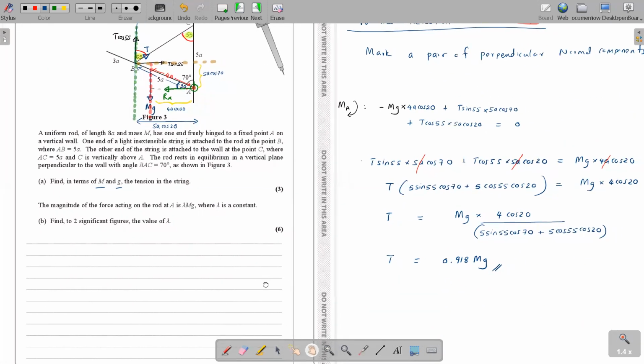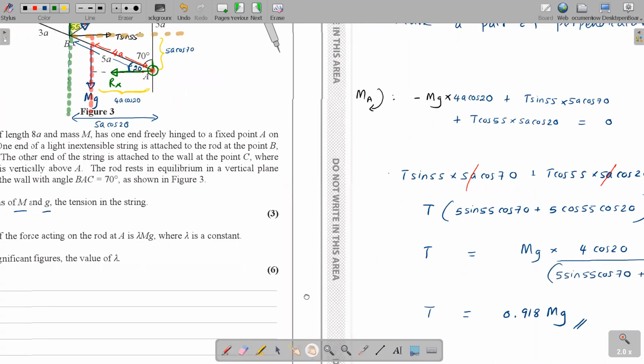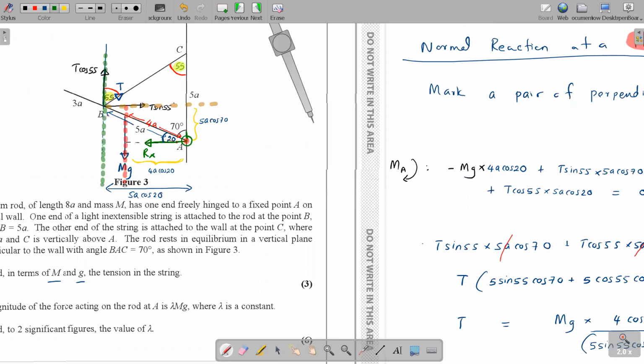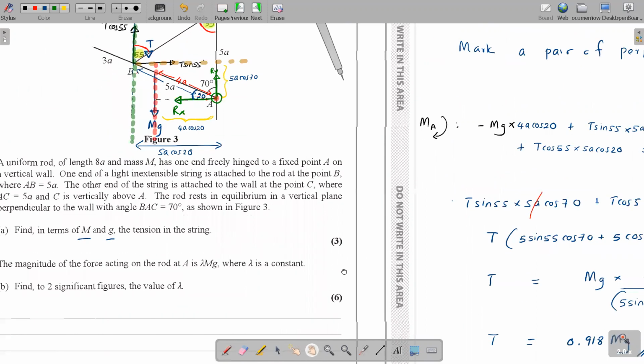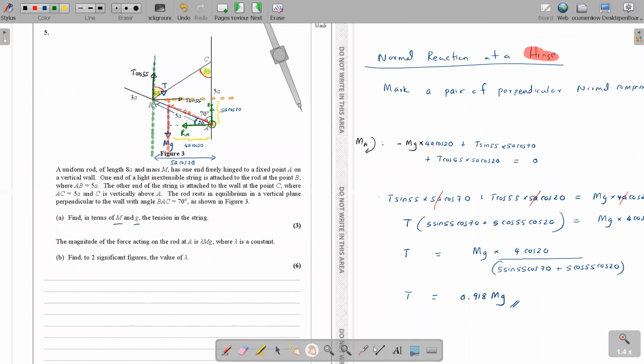Okay, I hope you guys are done. Part B: the magnitude of the force acting on the rod at A. So I told you what's the force acting at A. At A, you have a hinge here. So at the hinge you have two normal reactions, Rx and Ry. The magnitude of the force acting on the rod at A is lambda mg, where lambda is a constant. Find the value of lambda, 6 marks.